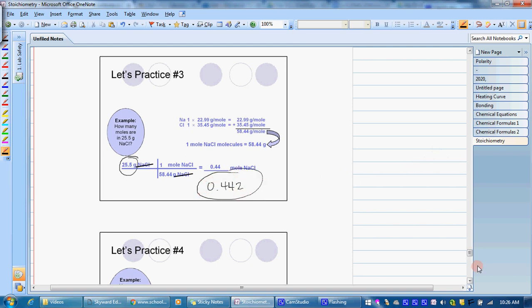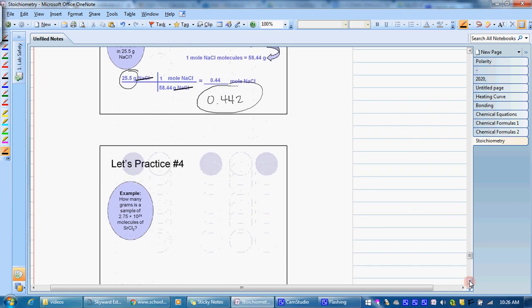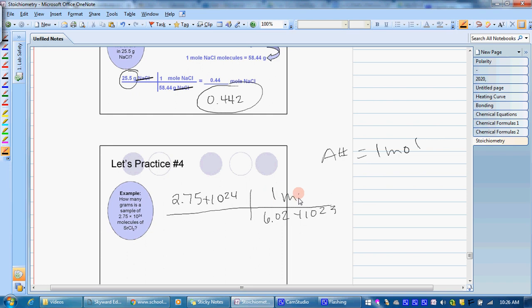Okay. Another one here, how many grams are in this many molecules? So again, just like our first problem we did here, if we're in molecules, we know that Avogadro's number is equal to 1 mole. So we would use Avogadro's number and 1 mole. That's our conversion factor. Okay, those numbers can never change. Then it asks us here to get to grams.